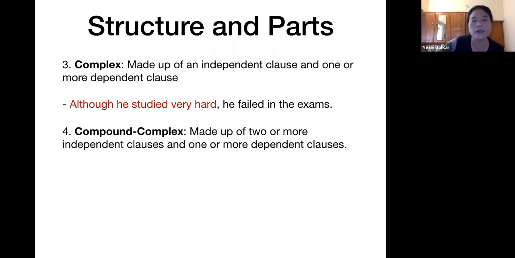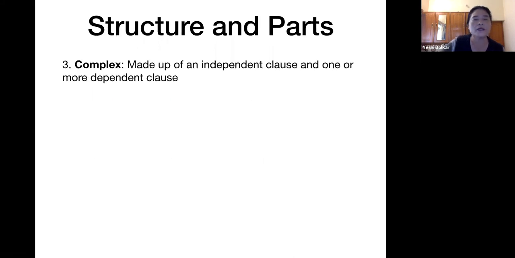Okay, now we have the third type of sentence, which is called complex sentences. In a complex sentence, you will see two different kinds of clauses. One is an independent clause and one is a dependent clause. Sometimes you will have two dependent clauses, doesn't matter. So you will have an independent clause and you will have a dependent clause.